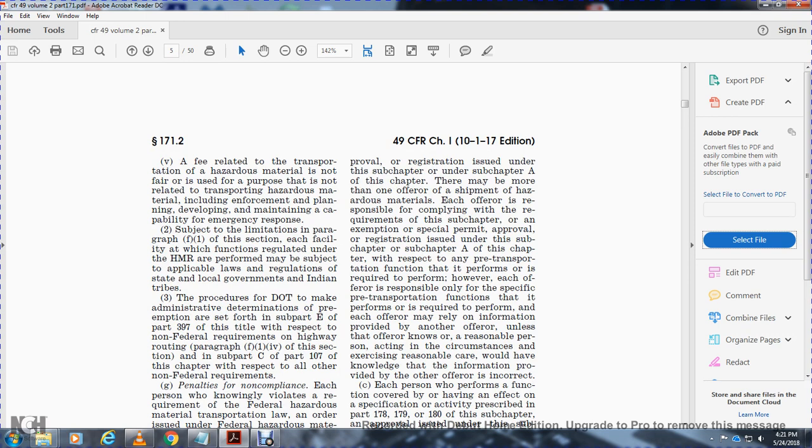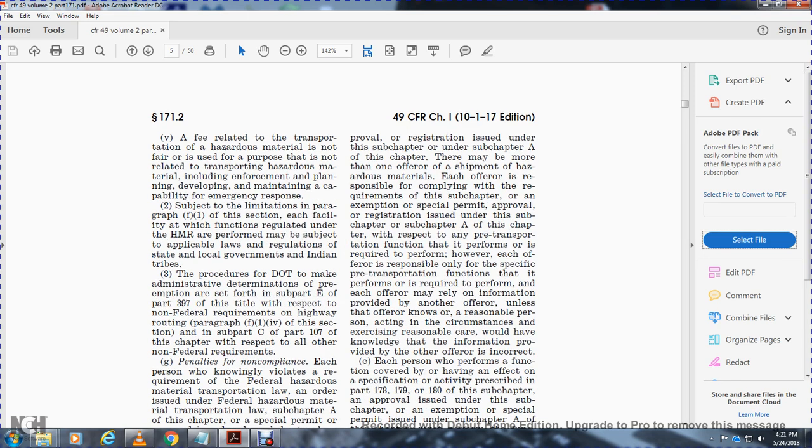However, each offeror responsible for a specific pre-transportation function that it performs or is required to perform may rely on information provided by another offeror, unless the offeror knows, or a reasonable person acting in the circumstances and exercising reasonable care would have knowledge, that the information provided by the other offeror is incorrect.